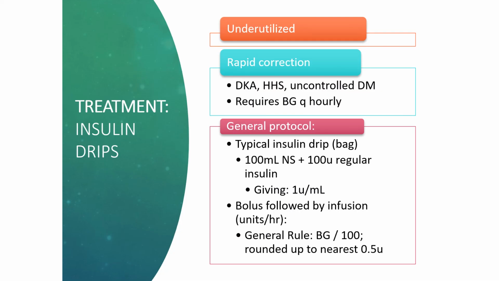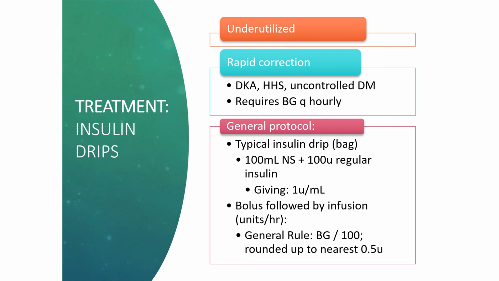Insulin drips are highly underutilized. They're typically used in DKA and HHS, however, they can also be used in uncontrolled diabetes. For instance, let's say you have a septic patient who comes in with a blood sugar of 400 or 500. You want their blood sugar well controlled, so it would probably be easier to put them on an insulin drip and get it under control, and then change them over to basal insulin after that. The thing is, it does require a lot of knowledge on the nurse's part, so it's typically better if they can go to a unit that specializes in managing these drips, as they can be very dangerous.